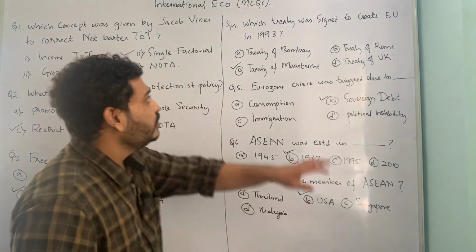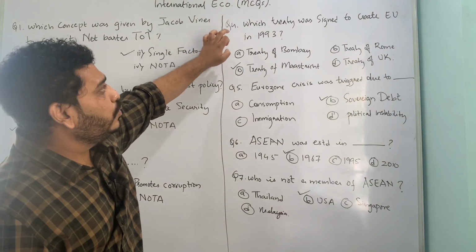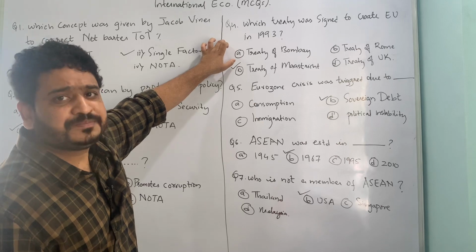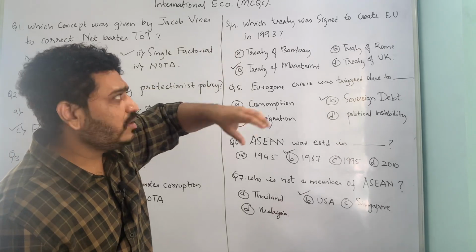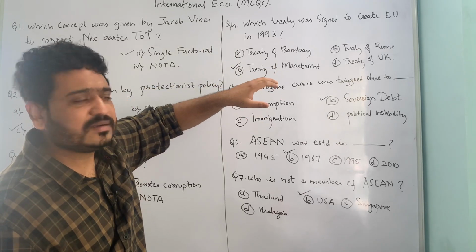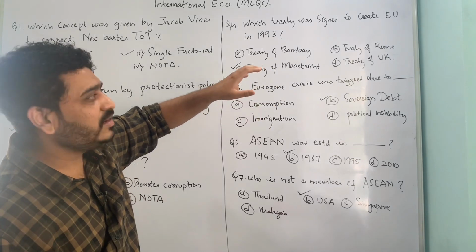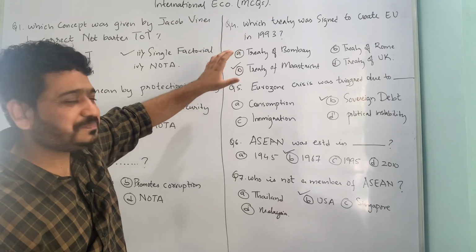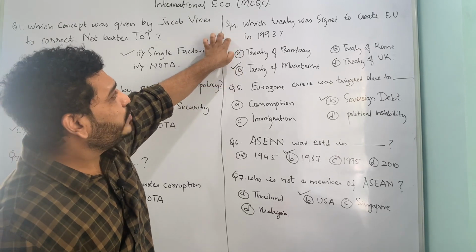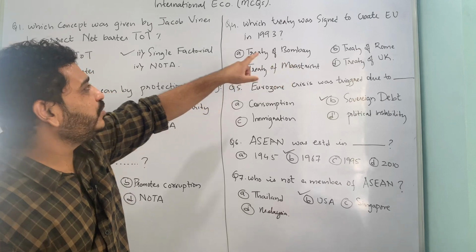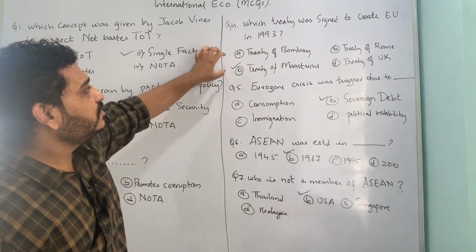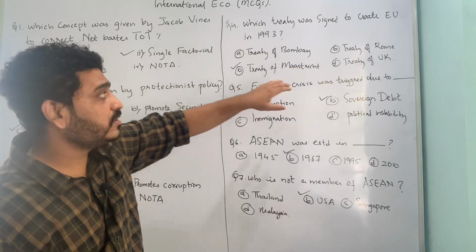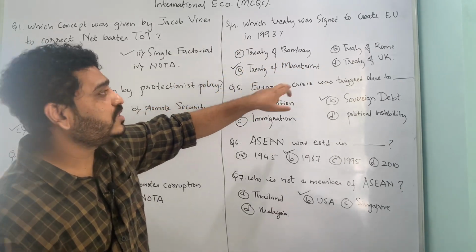Let us now move to the next question: which treaty was signed to create the European Union in 1993? I'll get back to you on the different types of markets, like common union and things like that, but let us now just look at these MCQs. The options are: the Treaty of Bombay, the Treaty of Rome, the Treaty of Maastricht, and the Treaty of UK.